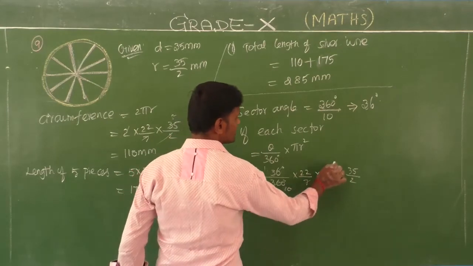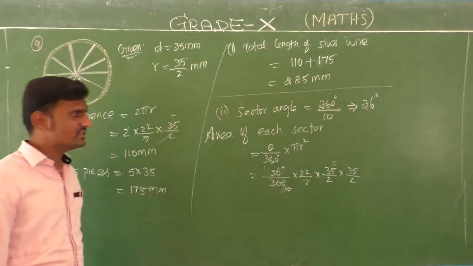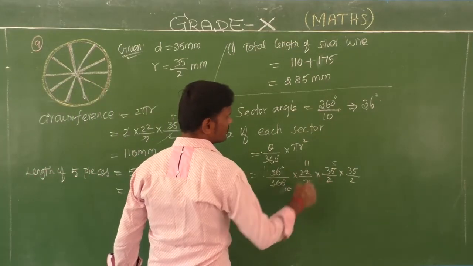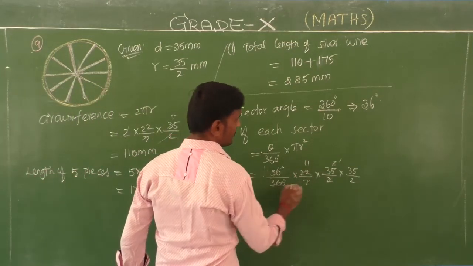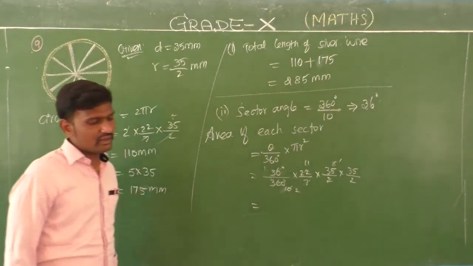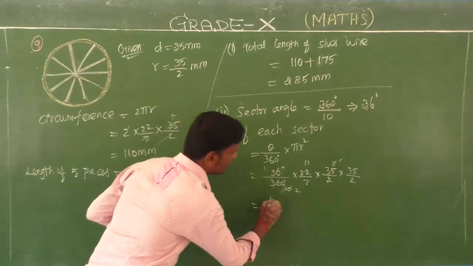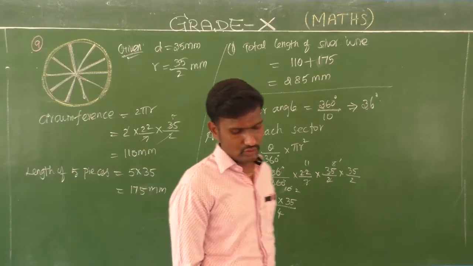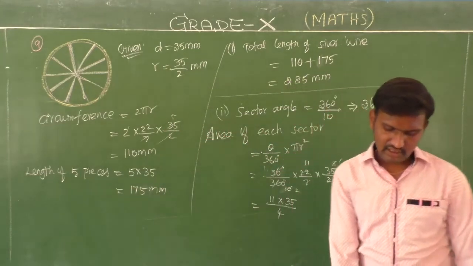Now 1 7s are 7, 5 7s are 35. Okay. Then 1 2s are 2, 11 2s are 22. So 1 5s are 5, 2 5s are 10. So the remaining 11 into 35, divided by 2 2s are 4. So 4. Okay.